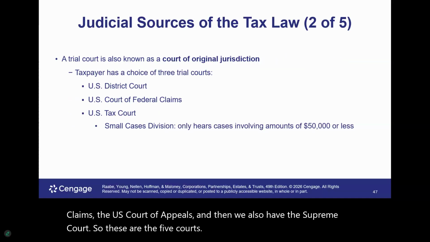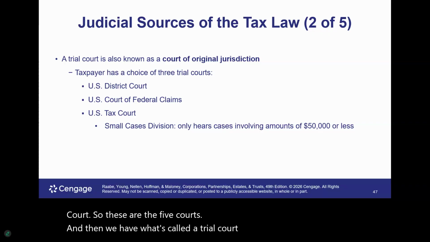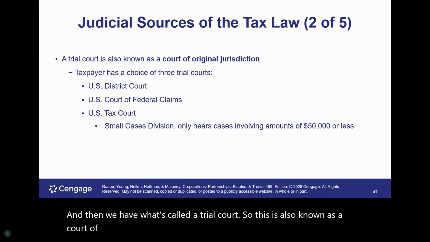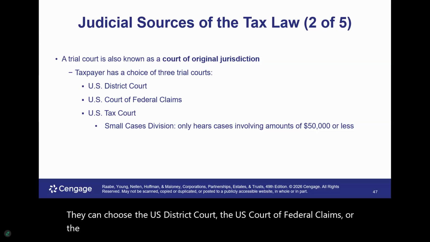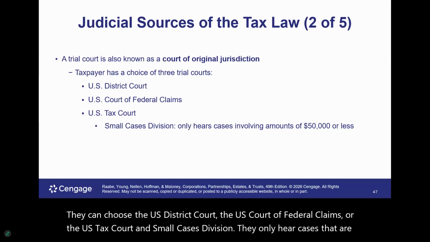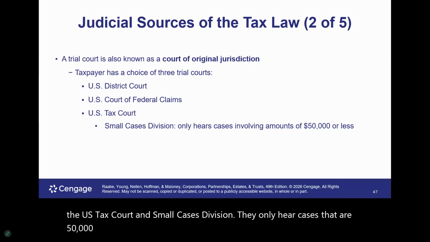And then we have what's called a trial court. So this is also known as a court of original jurisdiction. And the taxpayer has the choice of 3. They can choose the U.S. District Court, the U.S. Court of Federal Claims, or the U.S. Tax Court. In small cases division, they only hear cases that are $50,000 or less.